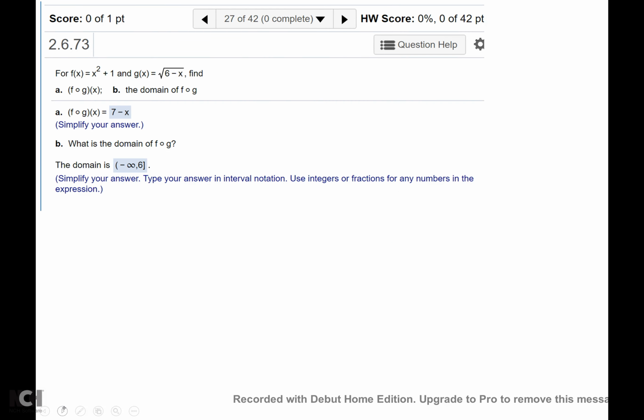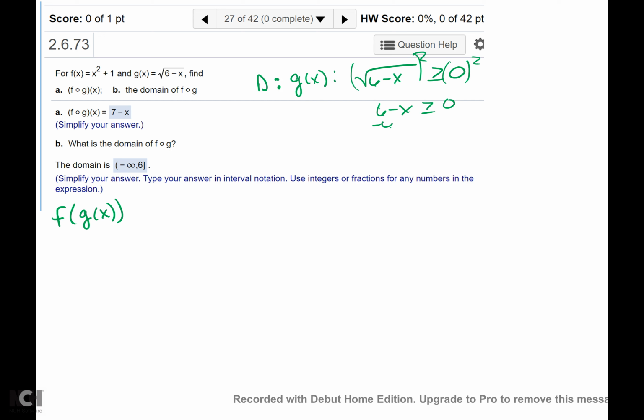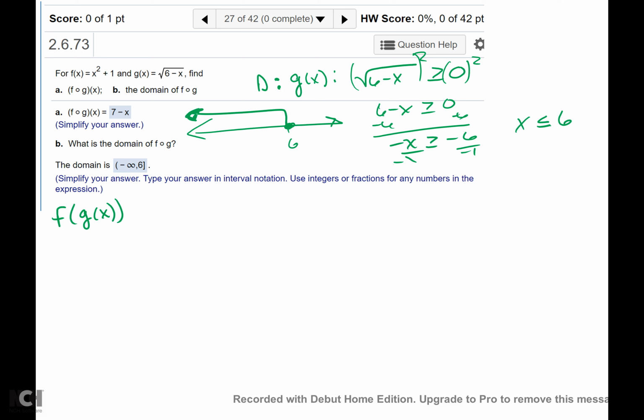Okay? All right, they want us to find f of g of x and the domain. So if I'm finding f of g of x, as far as my domain goes, since g is on the inside, I need the domain of g of x, which says, Mr. Radical, you must always stay positive. So I have square root of 6 minus x has to be greater than or equal to 0, minus 6. Negative x has to be greater than or equal to negative 6, divide by negative 1, and x has to stay less than or equal to 6. So right now, my domain says I have to stay equal to or smaller than 6.